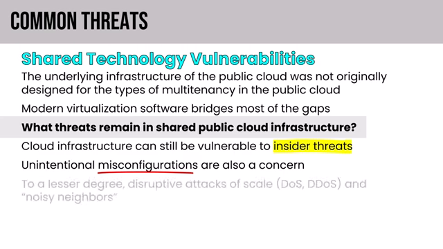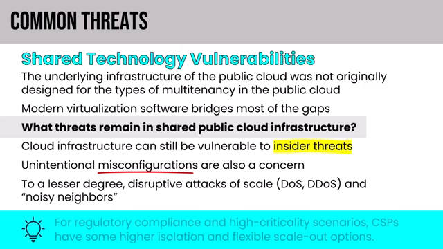Unintentional misconfigurations are also a concern, and to a lesser degree, disruptive attacks of scale, denial of service, or distributed denial of service. Most of your CSPs have some layer of protection by default and additional services you can implement to reduce your DDoS exposure. Noisy neighbors can be a problem. So when you're in a multi-tenant scenario, if you have another tenant sharing server capacity, for example, and they are noisy, meaning they're taking up a lot of capacity, they're a heavy user, that can potentially impact you in the wrong circumstances. Less concern today.